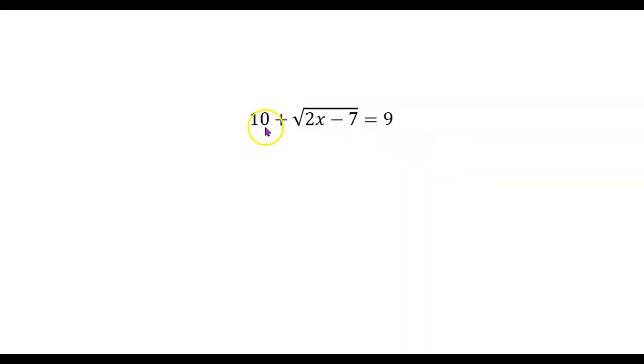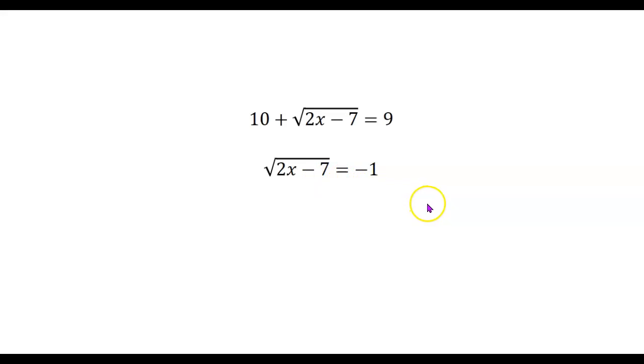And how about this? 10 plus the square root of 2x minus 7 equals 9. Start by isolating the radical. We want the square root by itself on one side of the equation. So get rid of the 10 by subtracting 10 on both sides. Then we have square root of 2x minus 7 equals -1.